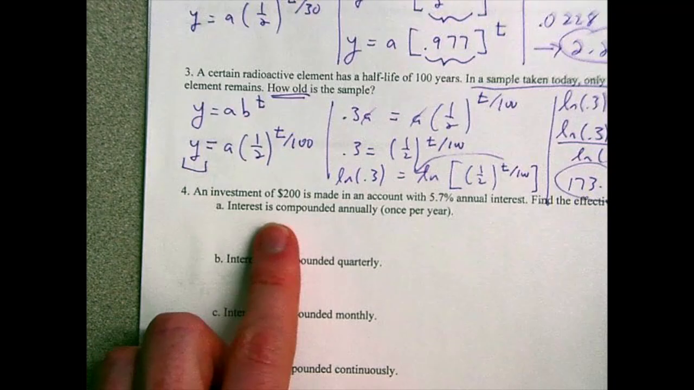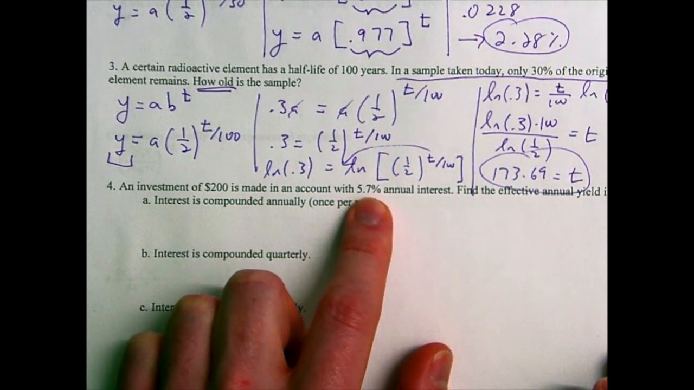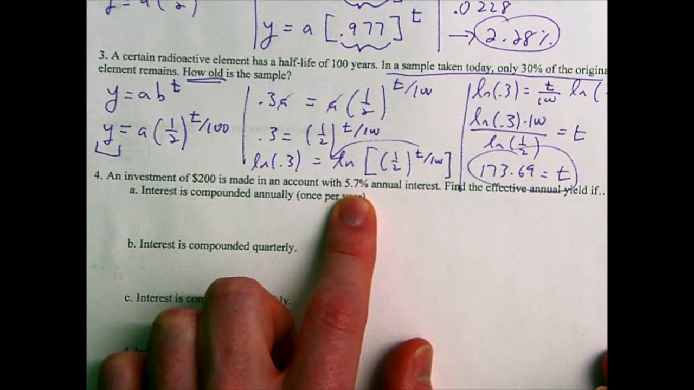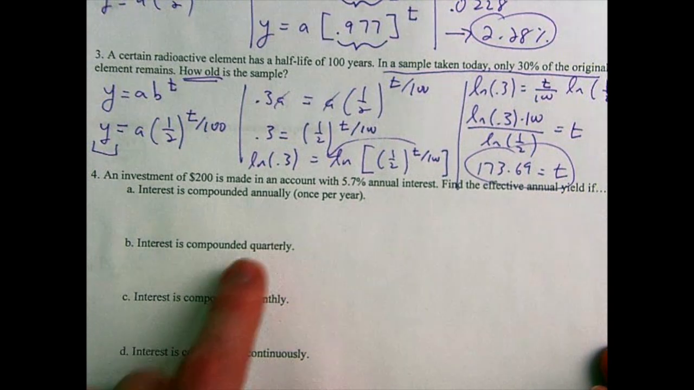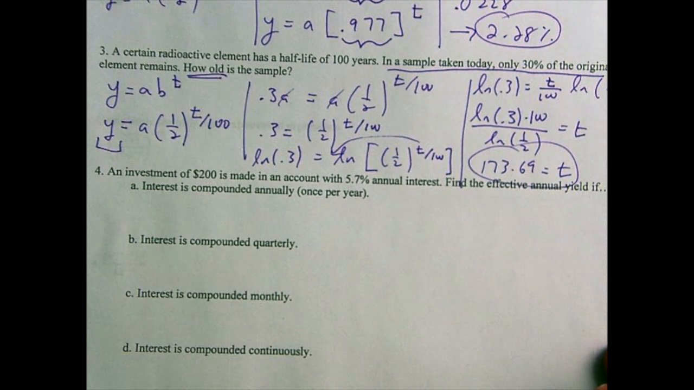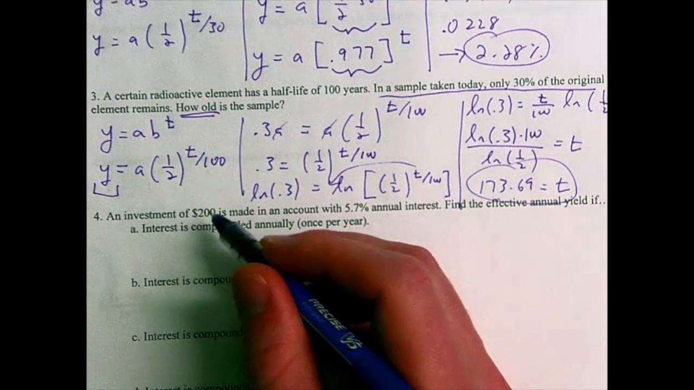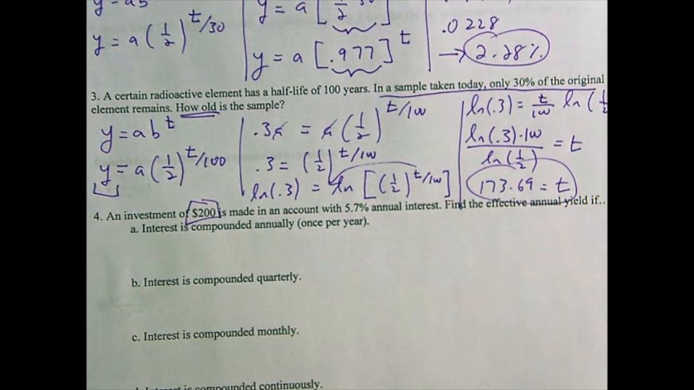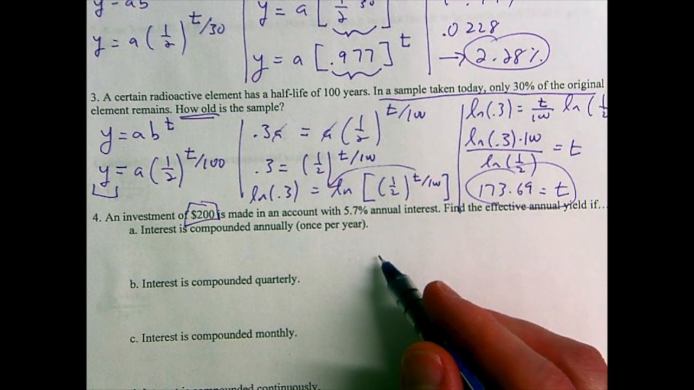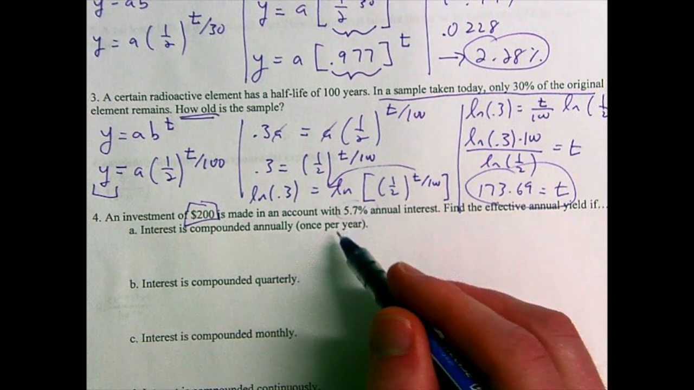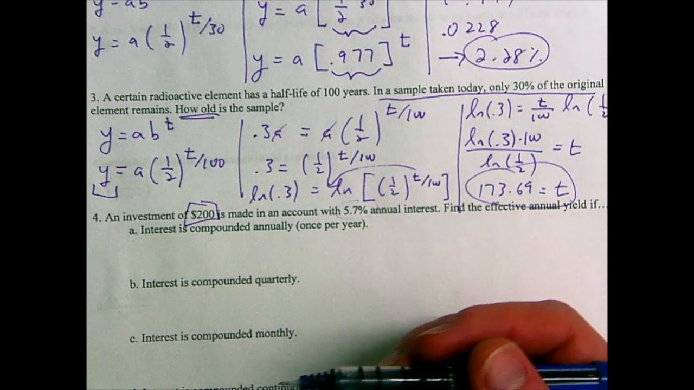It says an investment of $200 is made in an account with 5.7% annual interest. Find the effective annual yield. If the interest is compounded annually, that's once per year, and then quarterly, monthly, continuously. Okay. First thing I want to say is that strangely, this piece of information is actually unnecessary. You don't need the 200 to find effective annual yield. To find effective annual yield, you just need to know the annual percentage increase and the number of times per year that interest is compounded.